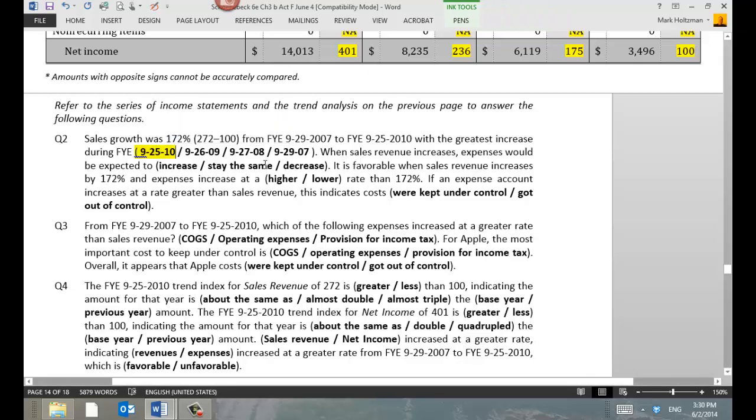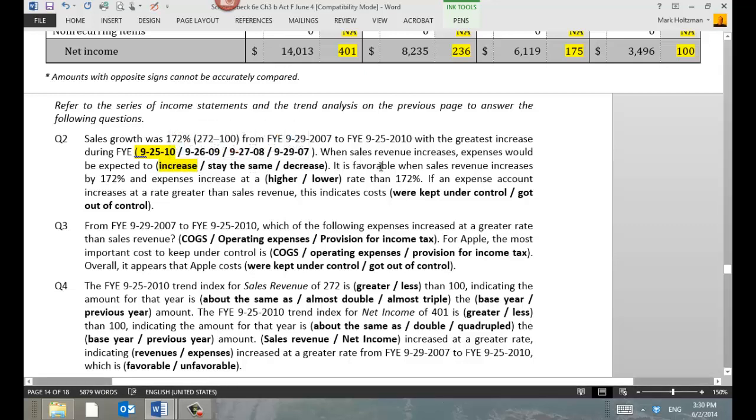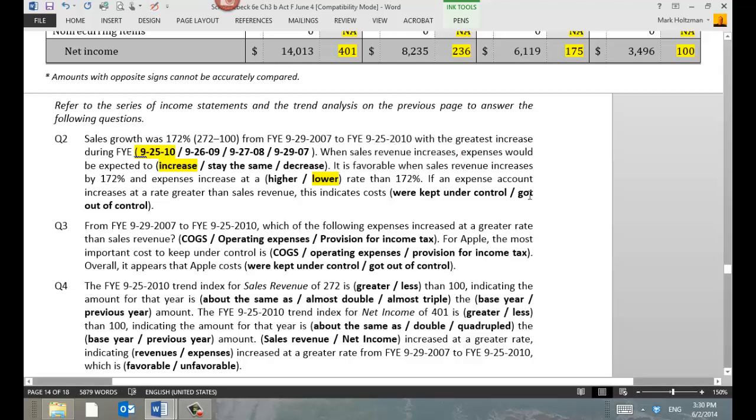When sales revenue increases, expenses would be expected to increase. It's favorable when the sales revenue increases by 172% and expenses increase at a lower rate than 172%. If the expense account increased at a rate greater than sales revenue, this indicates costs were out of control.